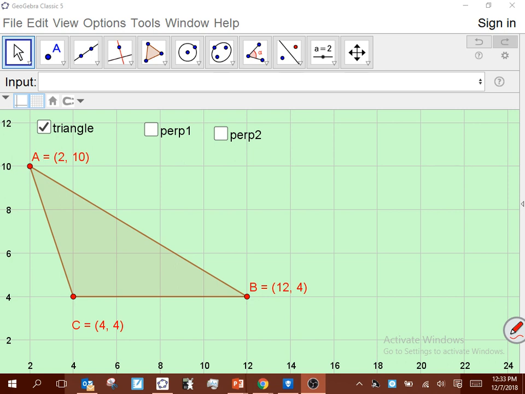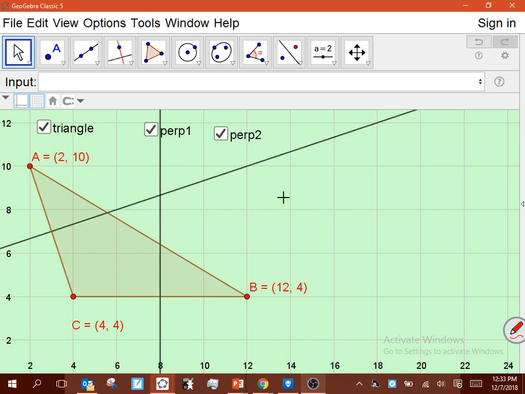All right, so what we're looking at here, okay? We want to find the intersection of those two lines. That intersection point is the circumcenter.